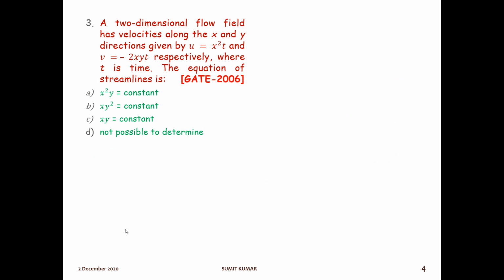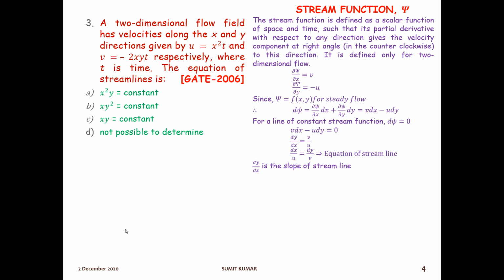Here a two-dimensional flow field has velocity components along the x and y directions given. So what will be the equation of a streamline? A streamline is the line of constant stream function. Now what is a stream function? The stream function is defined as a scalar function of space and time such that its partial derivative with respect to any direction gives the velocity component at right angle, counterclockwise to this direction.